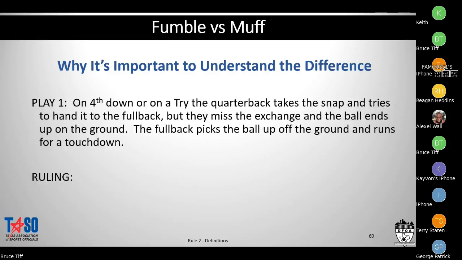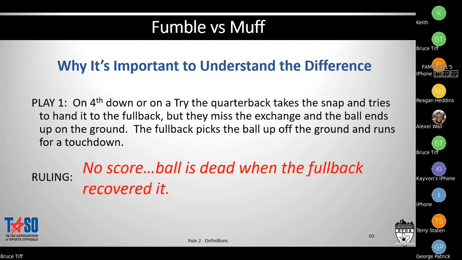Next. All right. So on a 4th down or on a try, the quarterback takes the snap and tries to hand it to the fullback, but they miss the exchange and the ball ends up on the ground. The fullback picks up the ball off the ground and runs for a touchdown. What do we have? No score. The ball is dead when the fullback recovered it, because on 4th down fumble rules are in effect in that situation. On 4th down or on a try, the ball can't simply be a muff in that situation.